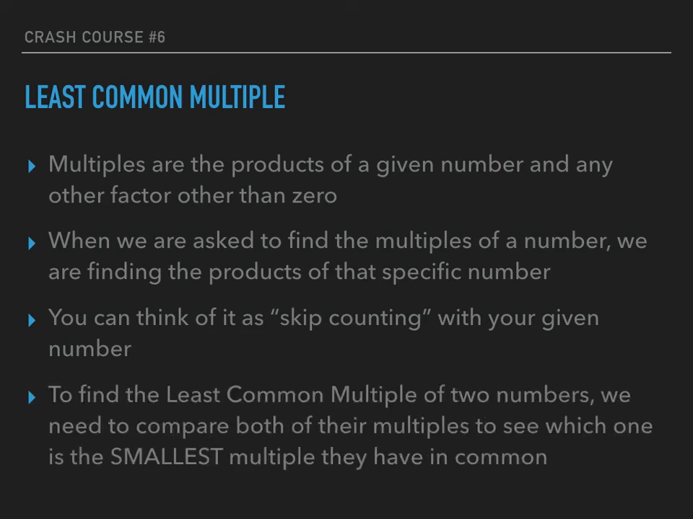To find the least common multiple of two numbers or more than two numbers, we need to compare both of their multiples to see which one is the smallest multiple they have in common. So as opposed to greatest common factor, we want to find the smallest number that they have in common in this case. So let's look at an example here.